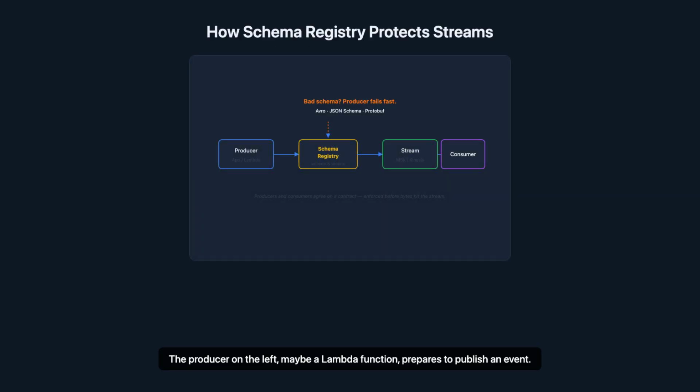The producer on the left, maybe a Lambda function, prepares to publish an event. Before it can write, the data flows through Schema Registry, which validates it against the registered contract in Avro, JSON schema, or protobuf. If the data violates the contract, the producer fails fast and the bad bytes never enter the system. If validation passes, the event lands on the stream, whether that's MSK or Kinesis Data Streams. The consumer reads from the stream knowing the data shape is guaranteed. Producers and consumers share an enforced contract.